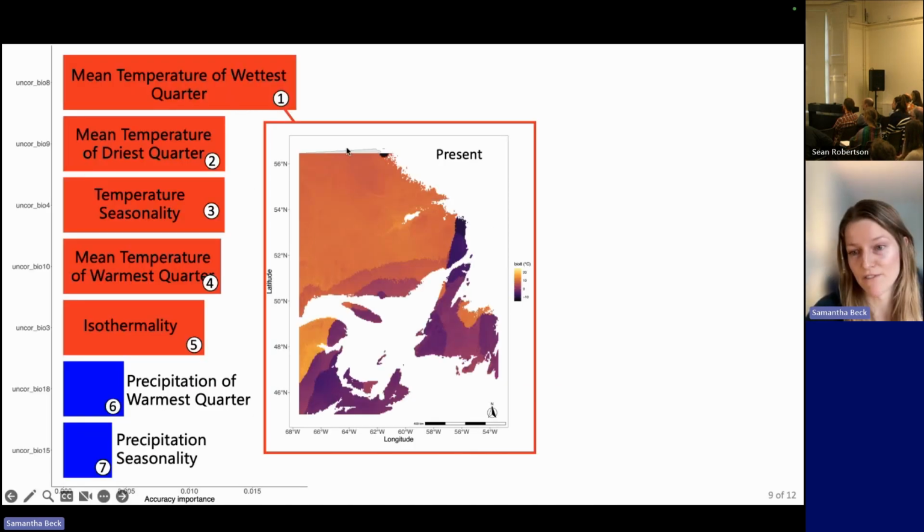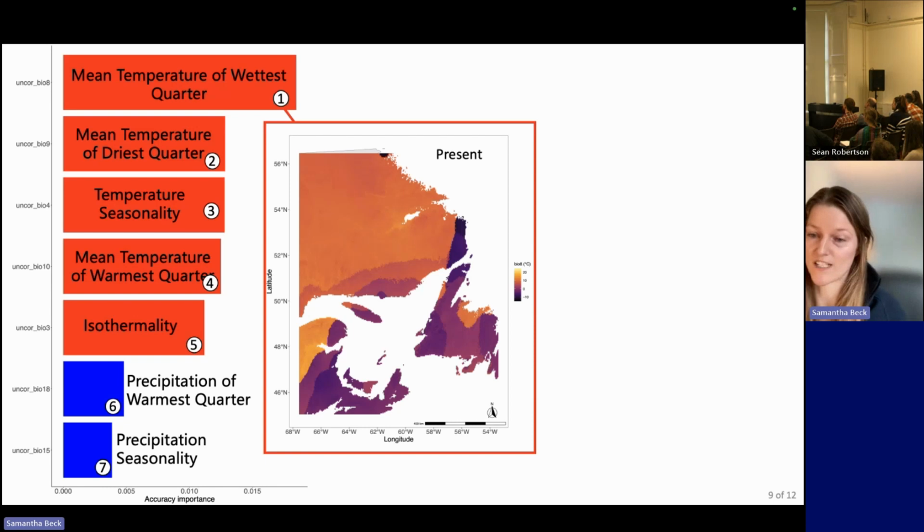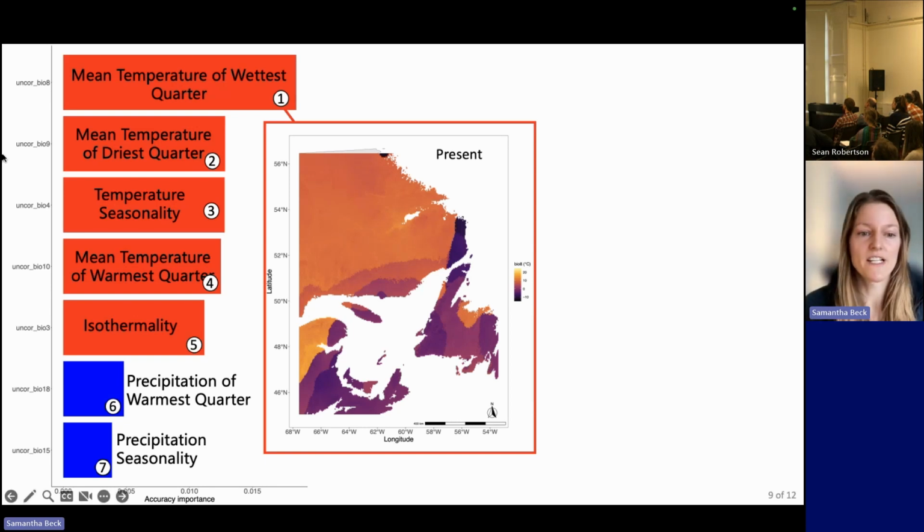So for run timing, we find the mean temperature of the wettest quarter to be the most important for genes associated with run timing, or the SNPs that we find associated with run timing. And the least important were actually precipitation events. So temperature was a major driver of this genetic variation.